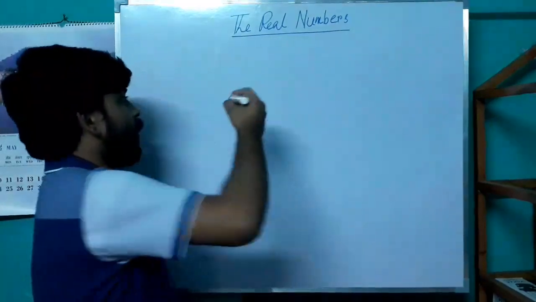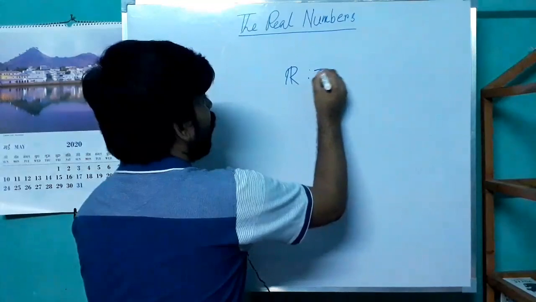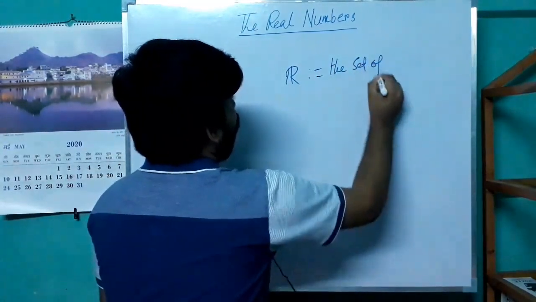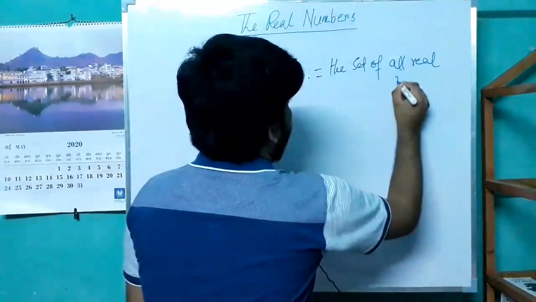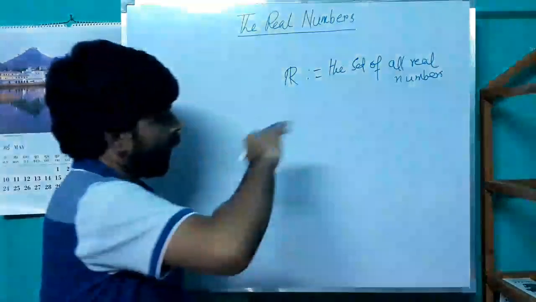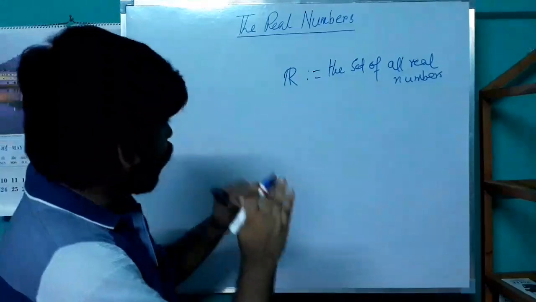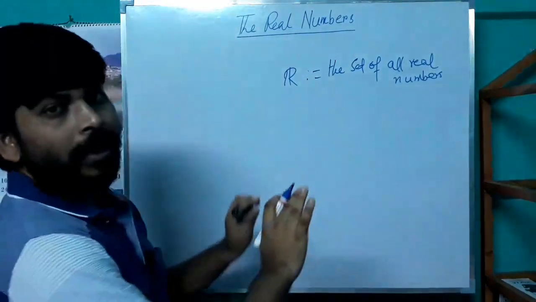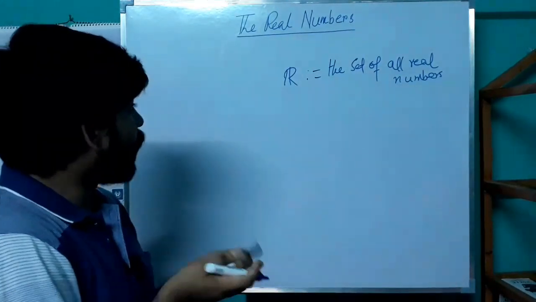Before going to discuss the algebraic properties of real numbers, we assume that we are familiar with the symbol R, the set of all real numbers. Actually, we will not discuss how to construct real numbers. We assume here that we are familiar with what the set R is.